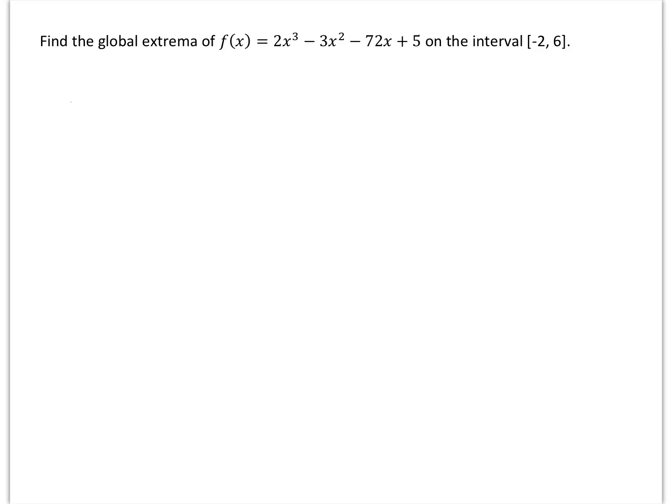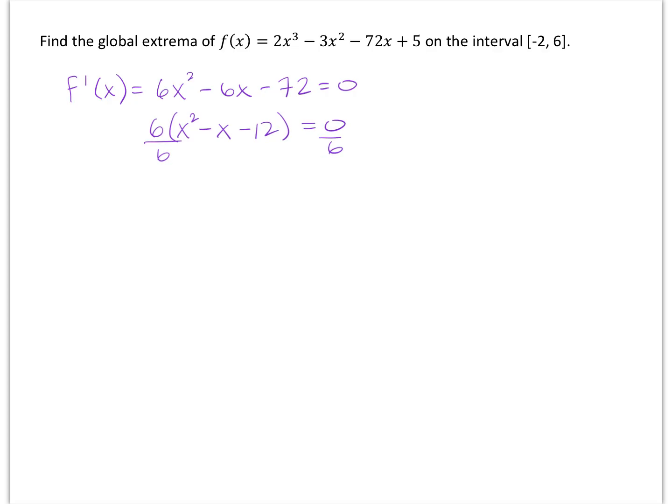So we start by finding the derivative because we start with critical points. So I have 6x squared minus 6x minus 72 equals 0. I can solve this by factoring out a 6 and then dividing that 6 out. And the x squared minus x minus 12 factors to x minus 4, x plus 3. And so I have two critical values, -3 and 4.